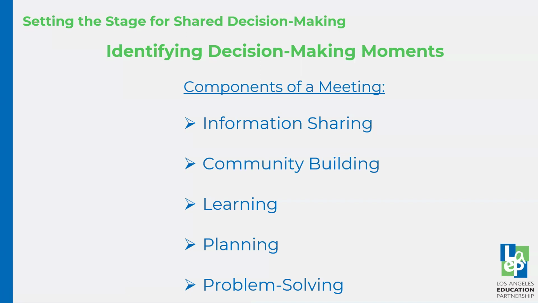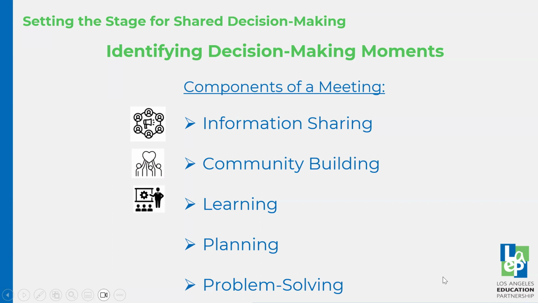The next thing we need to consider is decision-making moments within our meetings. So typically within a meeting, there are 5 different categories or components that we see. The first is information sharing. This might look like reviewing upcoming events or calendaring, reading data reports, basically just reporting out information. Community building or relationship building might look like inclusions or check-ins, icebreakers, reflecting on norms, and it's when you're focusing on building trust and getting to know one another.